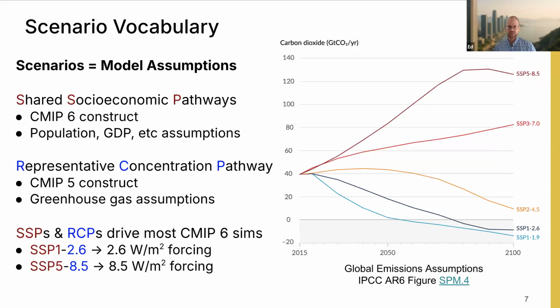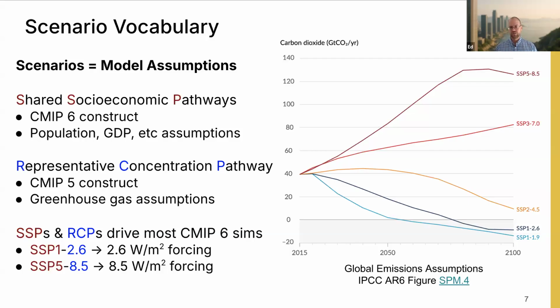That's a CMIP 6 construct, and it refers to macro scale economic related variables like population, GDP, et cetera, assumptions. The greenhouse gas emissions assumptions come more from what's called a representative concentration pathway. That's more of a CMIP 5 construct that was carried over into the current iteration. And that's, again, more of the direct greenhouse gas assumptions. And in CMIP 6, we kind of mash these things together.